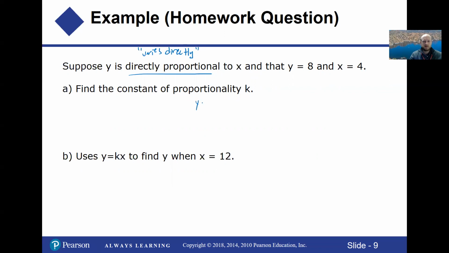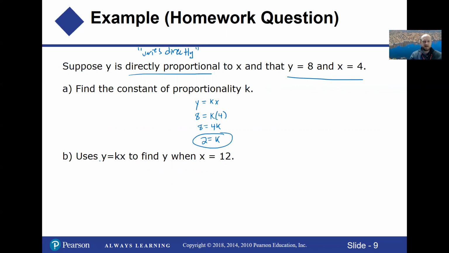So again, we know that because it varies directly, or it's directly proportional, we're going to be using y equals kx. Now I want to find k. So they gave us that y equals 8 and x equals 4. So we substitute those. So we have 8 for y and 4 for x. And again, I could write this as 8 equals 4 times k instead of k times 4. And then we divide both sides by 4. So k in this case is going to be equal to 2. So our constant of proportionality, k, is equal to 2.